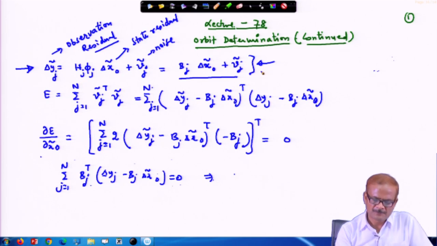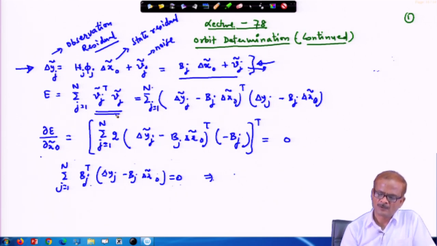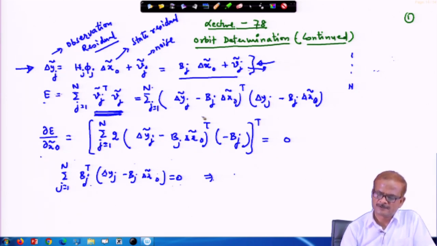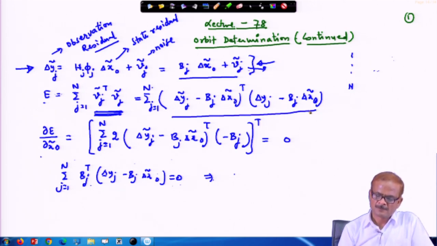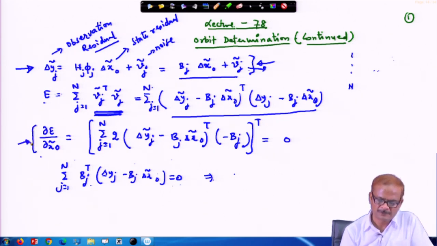Now, if we have multiple observations, this error v j which is appearing here must be minimized over all the observations. So, we are going from 1 to the total number of n observations. I have summed them up, taken a summation of this over the n observations, so I can put it in this format. Now, if we differentiate it, you can check, or refer to some book on linear algebra, it can be cast in this format.